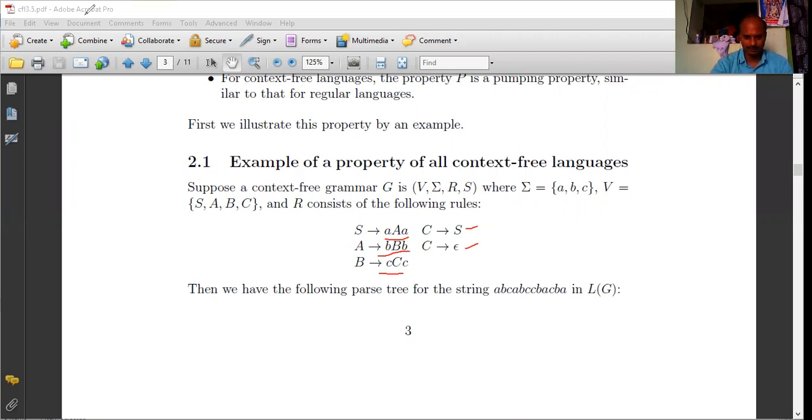Observe this. I am not proving the pumping lemma here, but I am specifying how the pumping lemma will work.